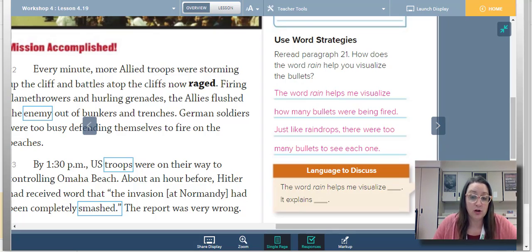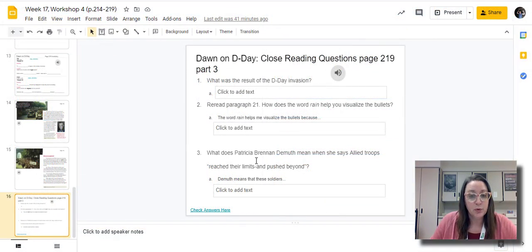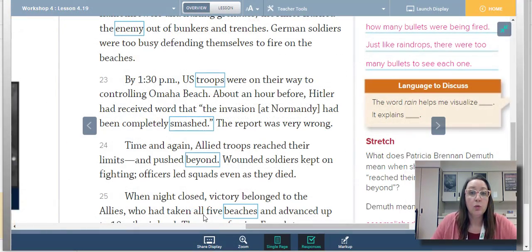Let's return to question number 3. What does Patricia Brennan DeMuth, the author, mean when she says Allied troops reached their limits and pushed beyond? Let's take a look at that paragraph. We're going to look at paragraph 24.